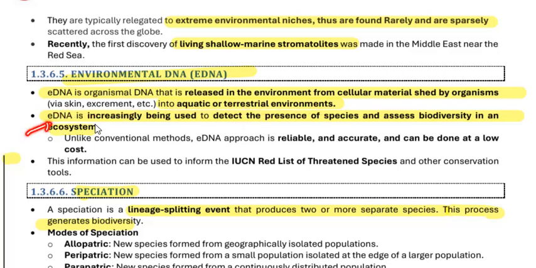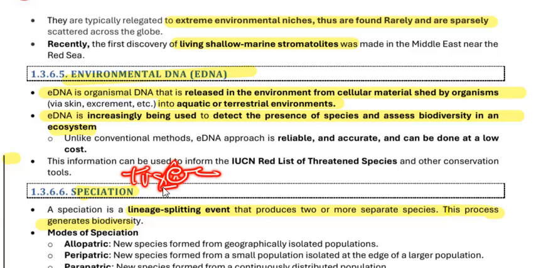eDNA is increasingly being used to detect the presence of species and assess biodiversity in the ecosystem. It means we are currently using eDNA more frequently to learn about the species, its environment, its biodiversity, and everything about the species. Unlike conventional methods, the eDNA approach is more reliable and accurate and can be done at low cost. This information can be used to inform the IUCN Red List of threatened species and other conservation tools. Like we can use it for tigers also, counting the number of tigers.